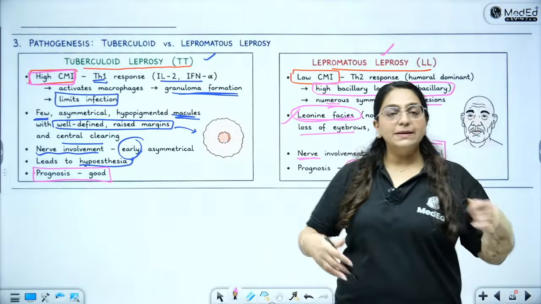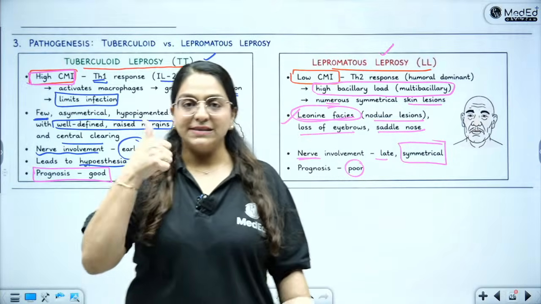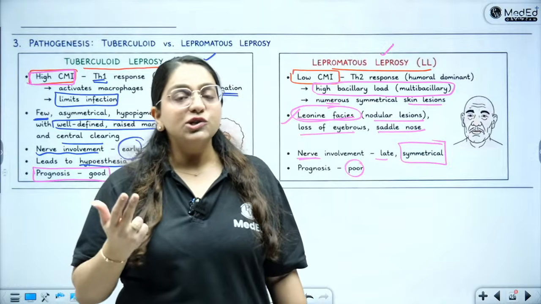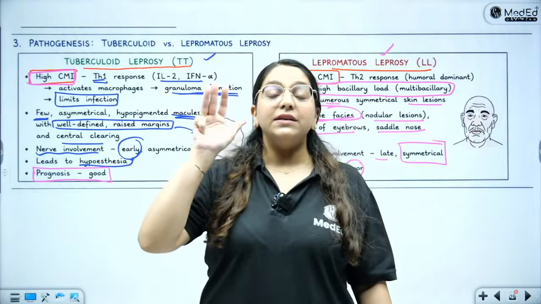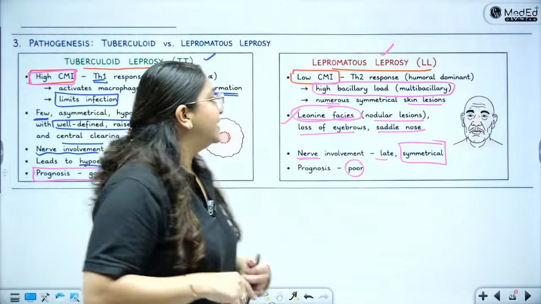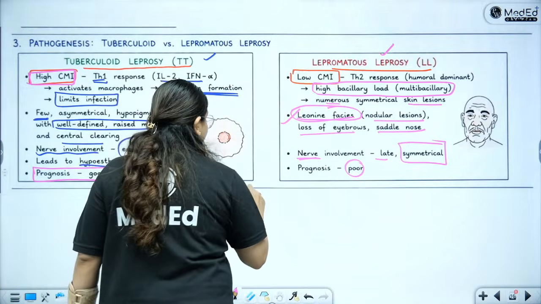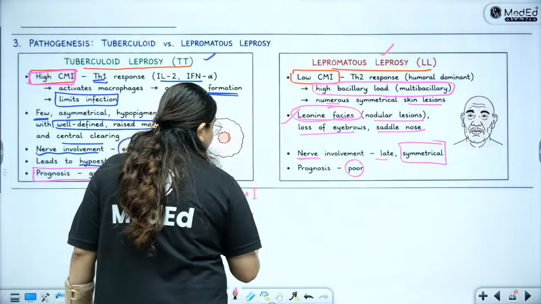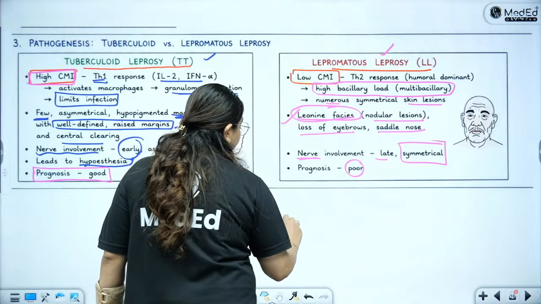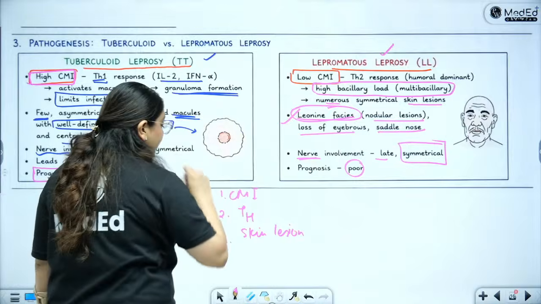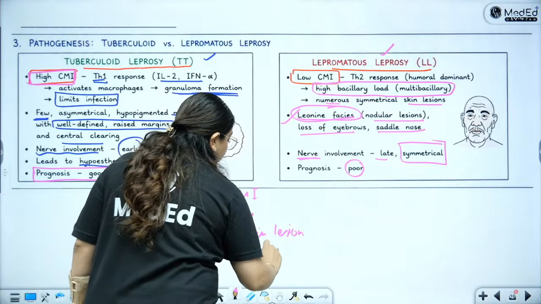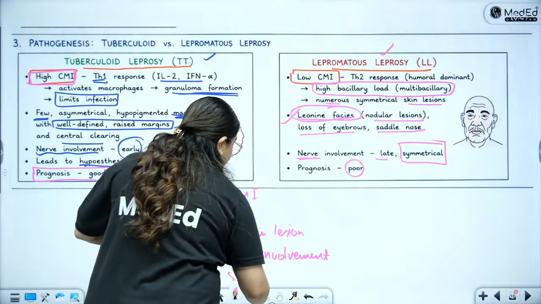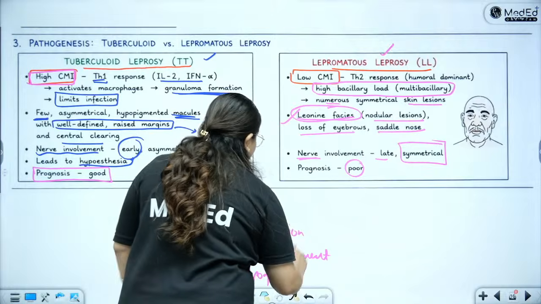So what all will you write about in tuberculoid and lepromatous? You will write about the cell-mediated immunity, the T helper response, the skin lesions, the nerve involvement, and the prognosis. These are the 5 headings in which you differentiate. You will talk about the cell-mediated immunity, the T helper cell response, the skin lesions, which is leonine facies here and hypopigmented patch here. You will talk about the nerve involvement. And number 5, you will talk about the prognosis. These are the 5 headings in which you will make this differences table.